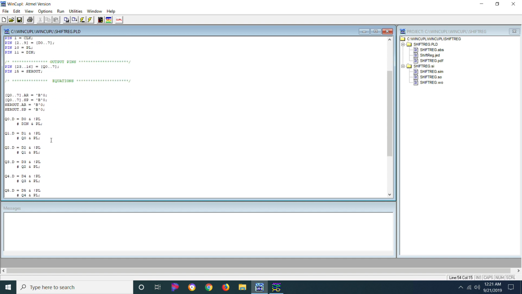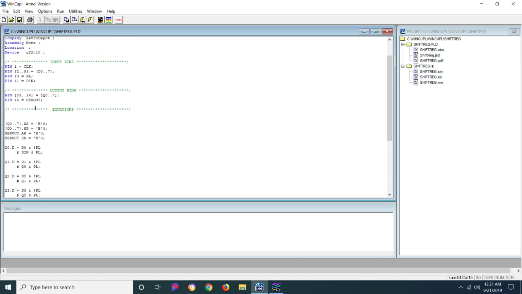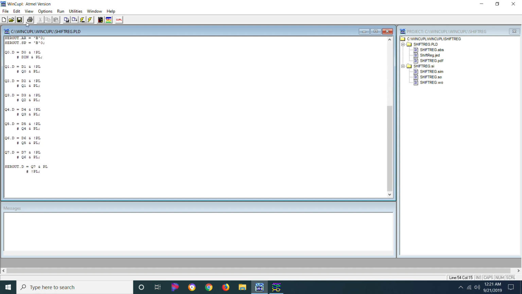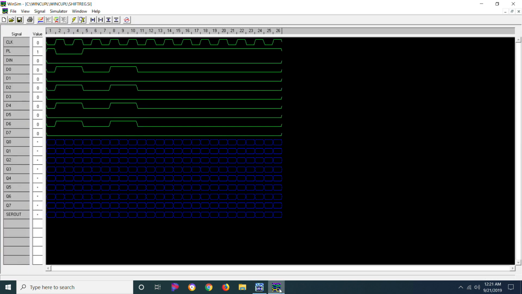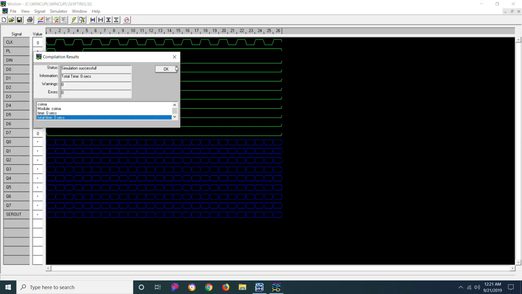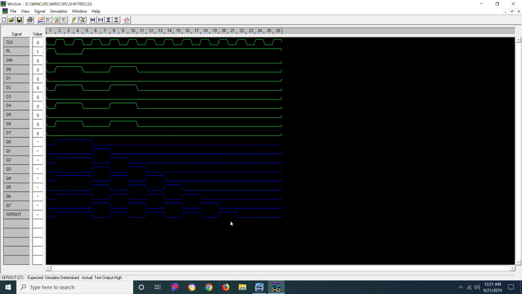The same thing up here, I went ahead and got rid of the start bit and just renamed some stuff, and it's ready to go now. I've already saved it and compiled it. Compiled successfully. We have WinSim up, and we are going to go ahead and simulate it now. We're successful, and as you can see, we latched our data and we're shifting it out.